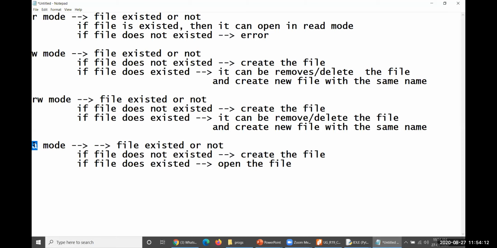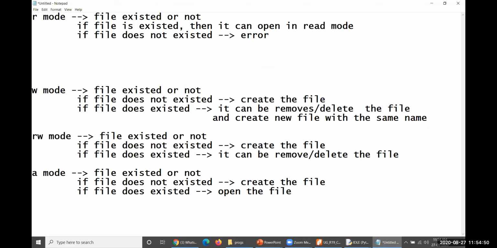Whereas in append mode, it is also checking whether the file exists or not. If the file does not exist, it creates the file. If the file exists, then it just opens the file. It does not remove the contents or remove the file. After opening, you move to the end of the file, and you have to perform the operation.